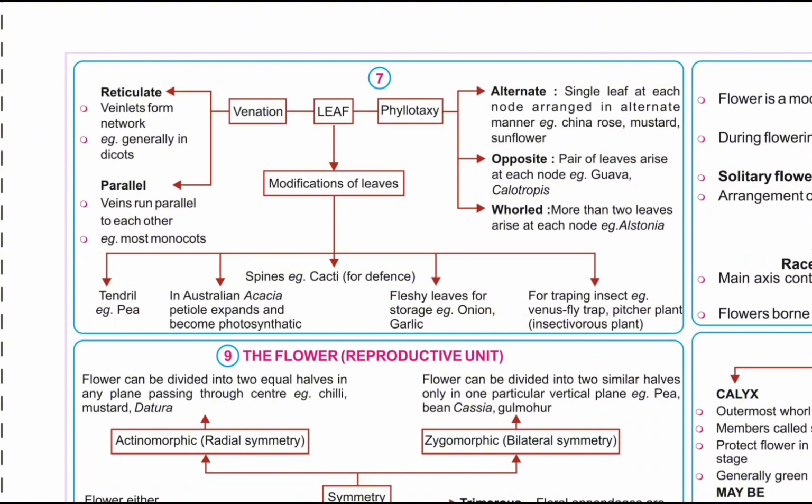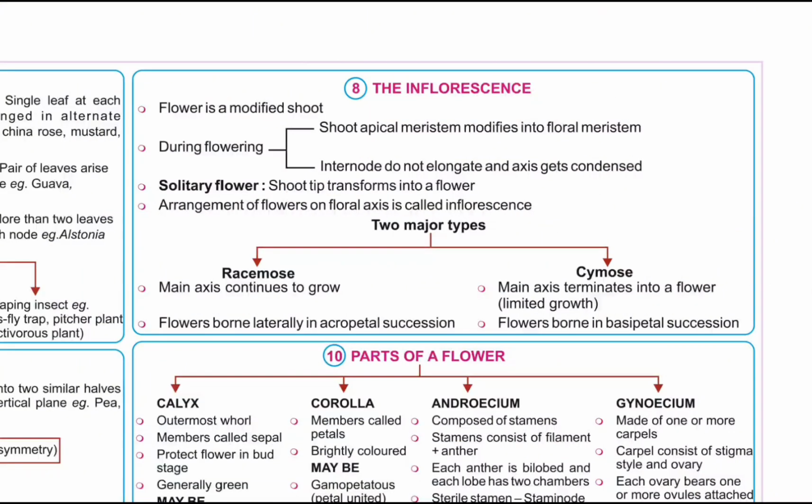Modification of leaves. Tendrils, example pea. In Australian acacia, the petiole expands and becomes photosynthetic. Spines, example cacti, for defense. Fleshy leaves for storage, example onion and garlic. For trapping insects, example Venus flytrap and pitcher plant. Insectivorous plants.